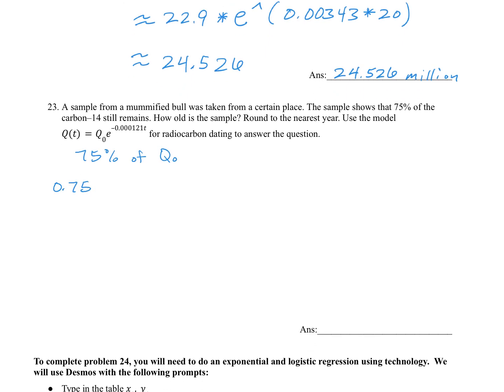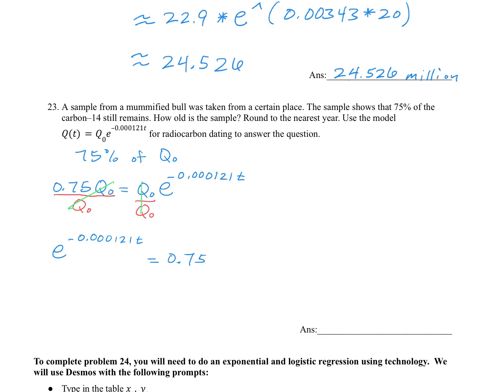So that's actually 0.75 Q0 equals Q0 times e to the negative 0.000121t. All right, so again, on the left side is 75% of the start, and on the right side is the model, which gives you the amount. Well, first thing we're going to do here, I'm going to divide that Q0 out of there because it is unknown, and more importantly, it doesn't play a role in our calculation because it cancels on both sides. So instead, we get e to the negative 0.000121t equals 0.75.